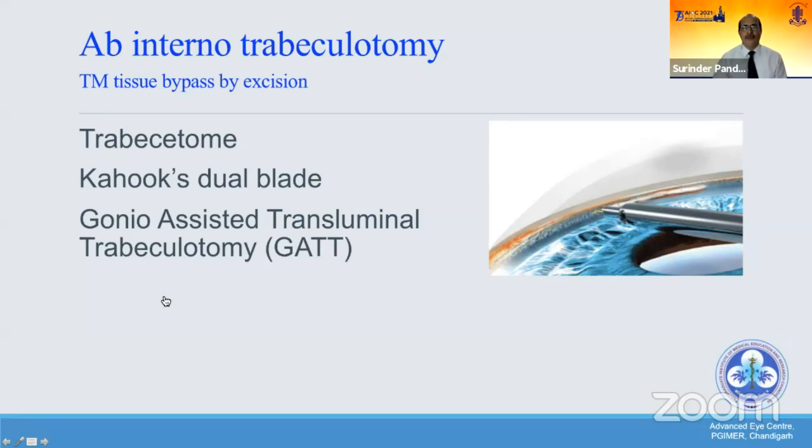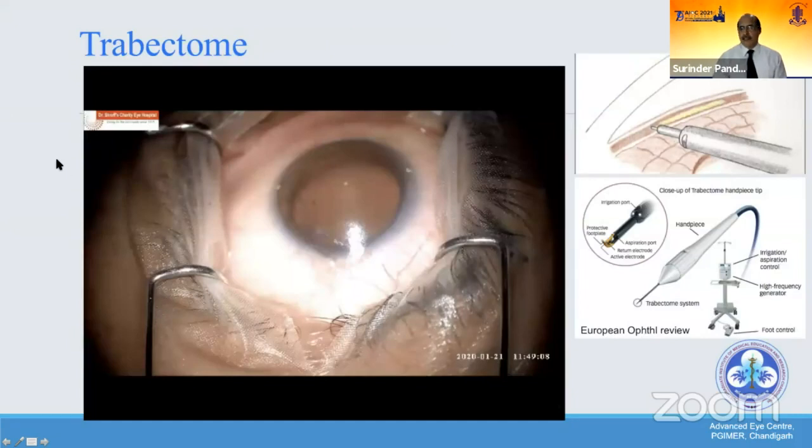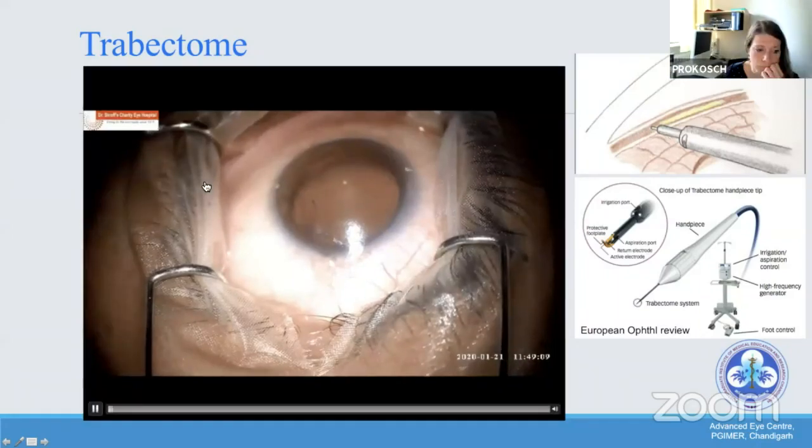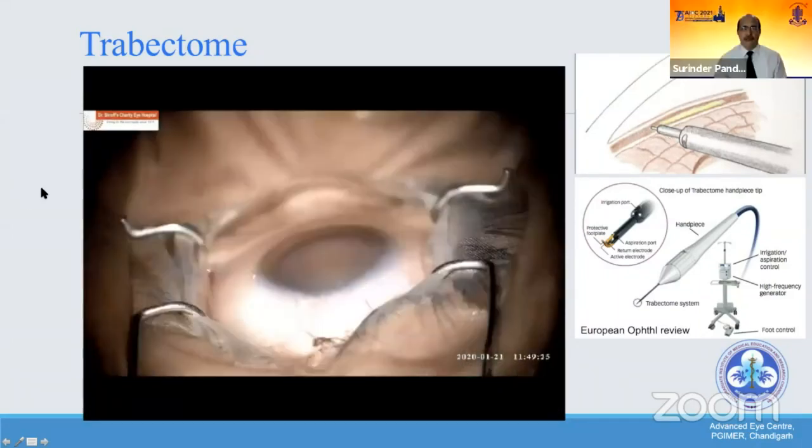So the Trabectome is basically a special probe which has a specialized tip that uses high frequency current to generate plasma at the tip. With this, you can ablate the trabecular tissue. The probe is designed in a way that the tip goes into the Schlemm's canal, and you can ablate the trabecular meshwork so that the anterior chamber connects easily with the Schlemm's canal for aqueous passage.